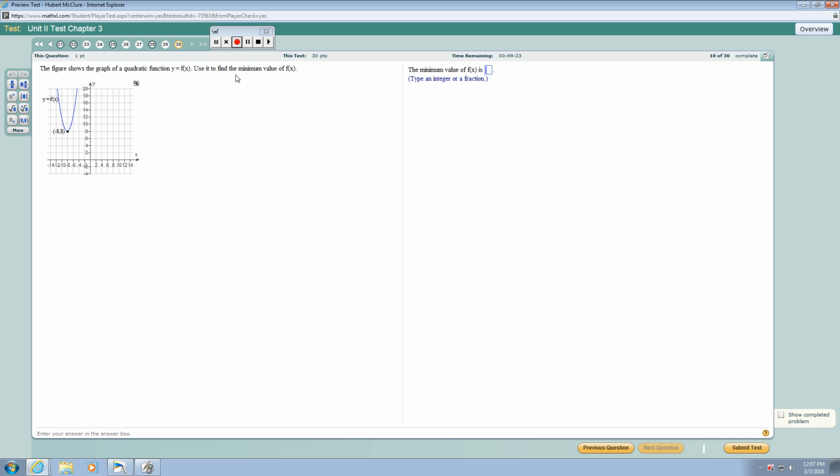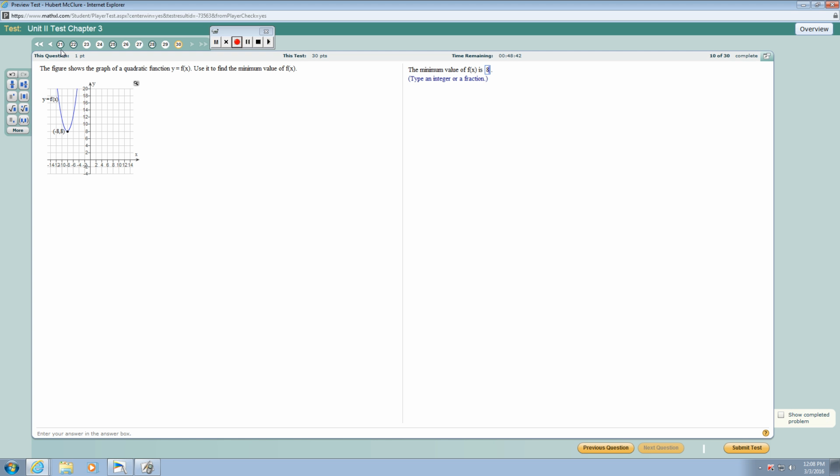The figure shows a quadratic, find the minimum value of f of x. The minimum value is the vertex. Negative 8. Or, let's see, that would be 8. No, 8 is your y, so it would be 8. That should be it. I don't know what they're asking, but that sounds like it. The minimum value is 8. I think they're wanting the y, which is an 8. We'll see. And submit test.